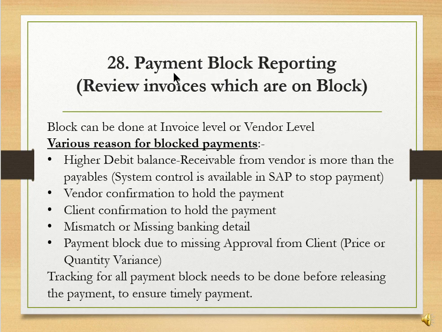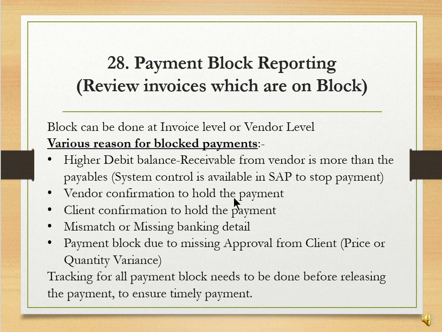Next question is to explain the payment block and reporting. Review invoices which are on block. Block is usually at invoice level or vendor level. We can block a certain number of invoices, or we can block the vendor as a whole. There are different scenarios for which we block the payment. Whenever there is a debit balance, which is the balance to be recovered from the vendor, we block that particular vendor for payment. Systems like SAP always have a system control to block such vendors from receiving payment.